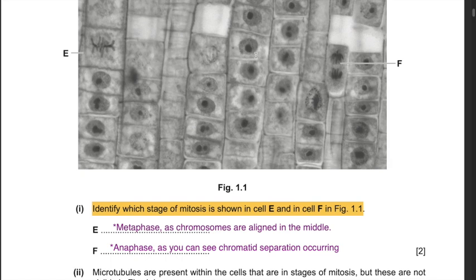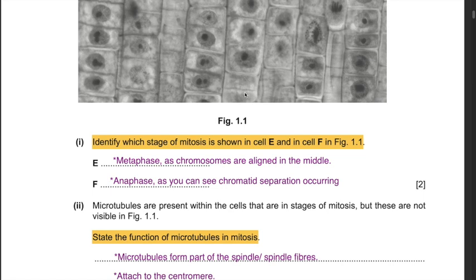The chromosomes condense and become visible at prophase. They are aligned in the middle at metaphase. They separate at anaphase. And at telophase, what happens is exactly the opposite of what happens in prophase. The nuclear envelope reforms and the chromosomes become less visible. So, cell E is metaphase, cell F is anaphase, and that will earn you 2 marks.